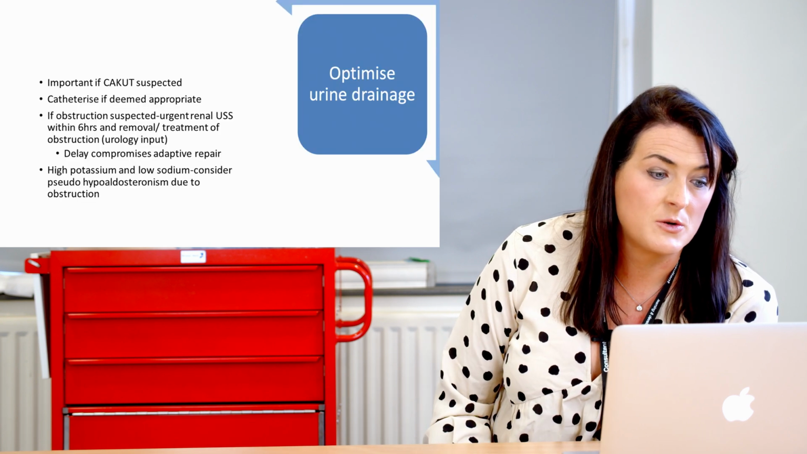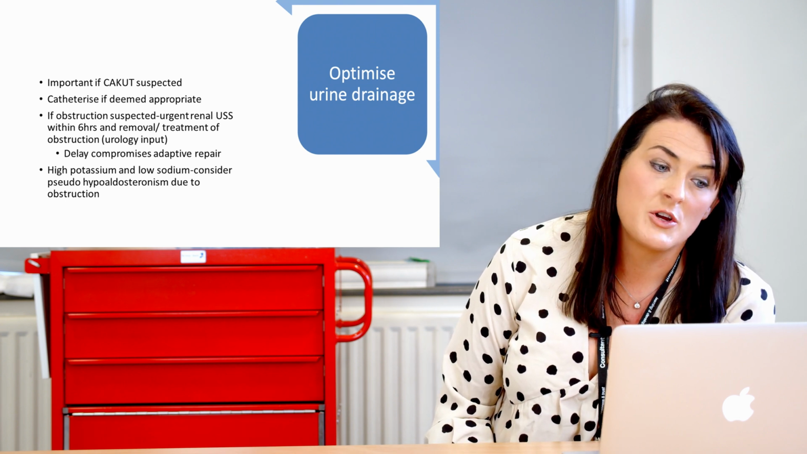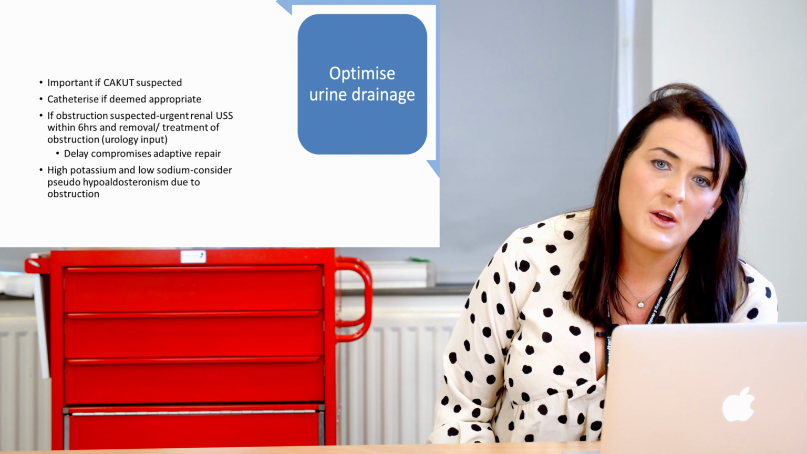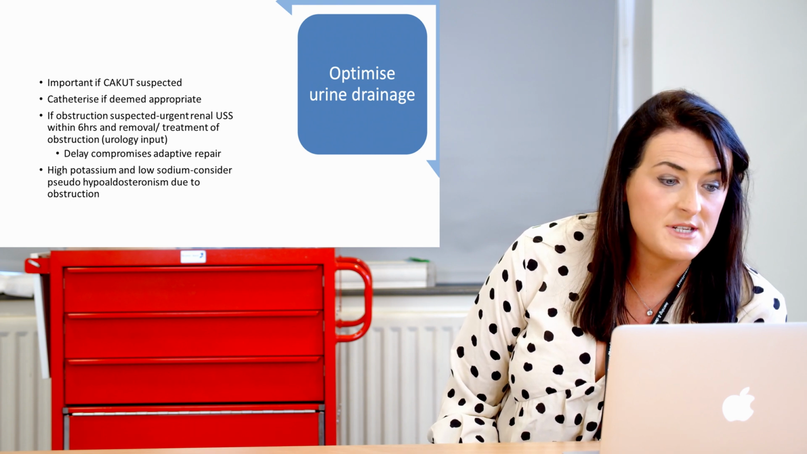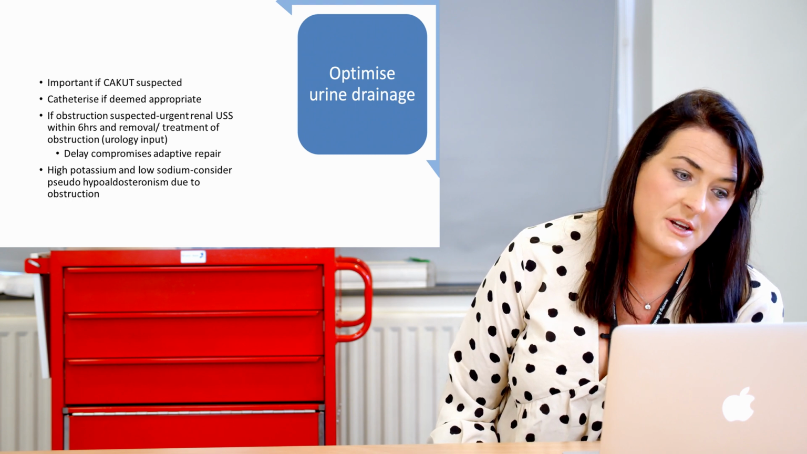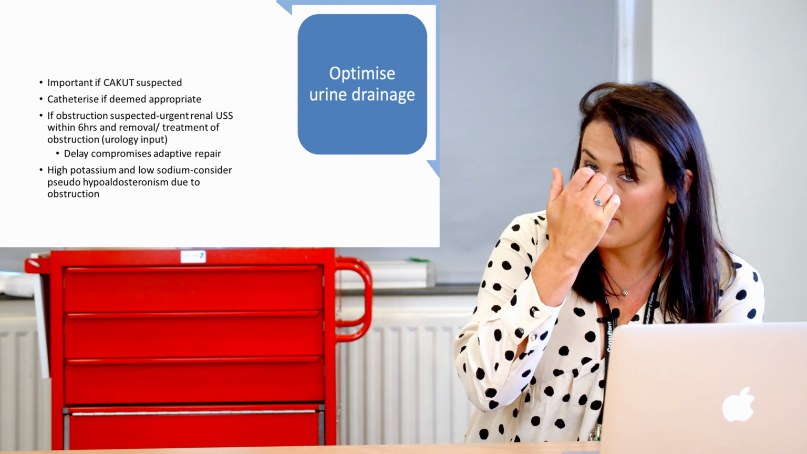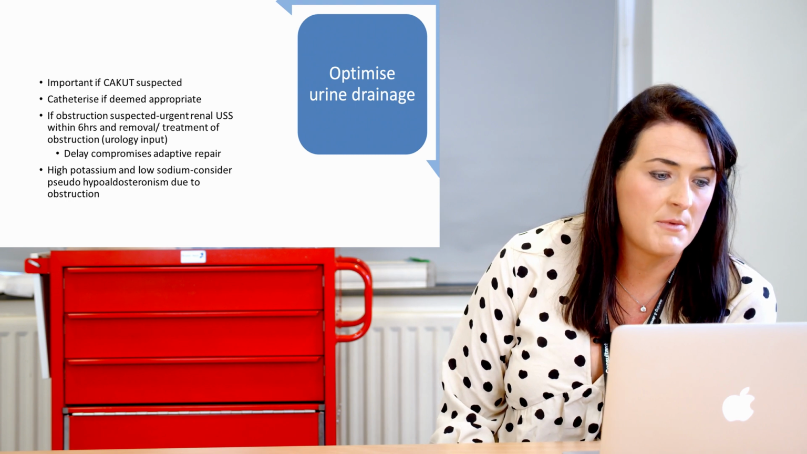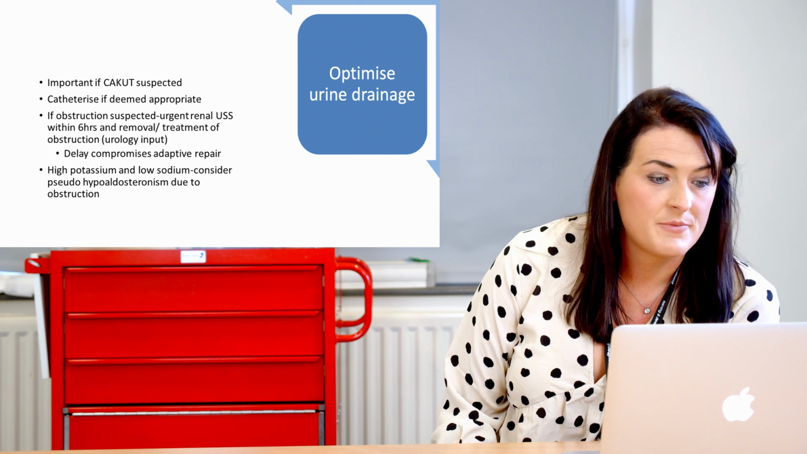Optimising urine drainage. This is important if you suspect a congenital abnormality of the kidney or urinary tract. So that's what CAKUT stands for. Think of those young babies that come in, a baby boy who has missed posterior urethral valves. Catheterise them if you deem it is appropriate. If obstruction is suspected, get an urgent renal ultrasound. The guidance is 24 hours. If you can get it before that, that's great. And then you can try and remove and treat that obstruction and use your urologists. They will be able to help you with that. Delay in this compromises, again, adaptive repair.